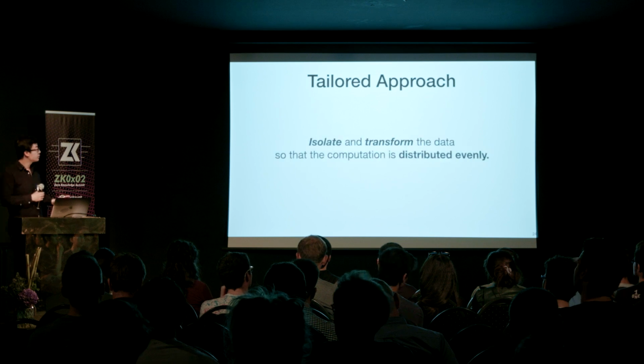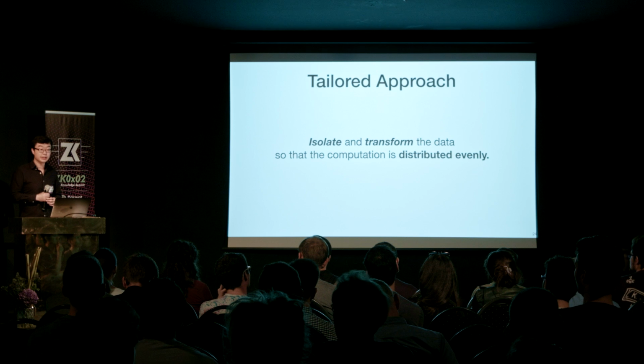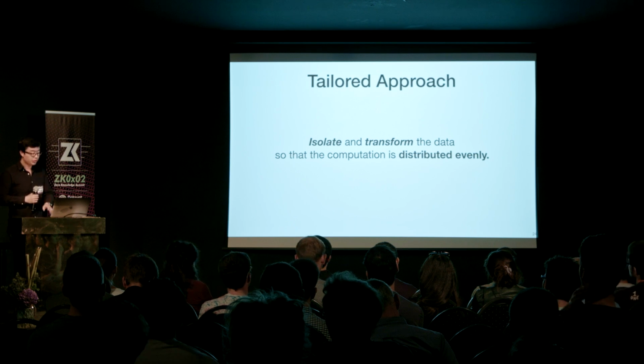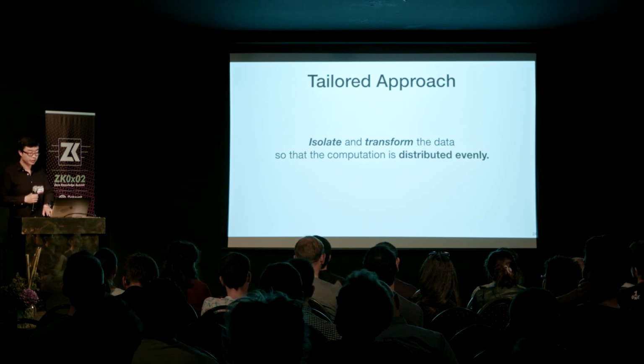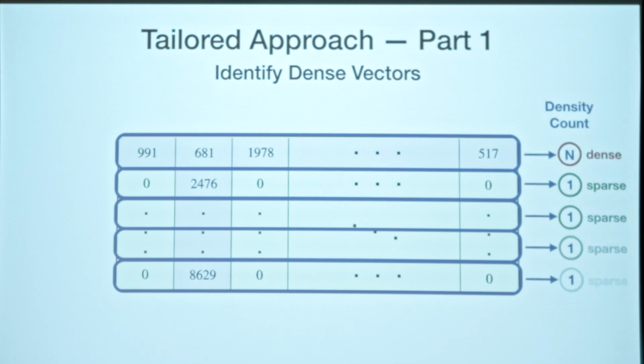The approach that we took was to isolate and transform the data so that the computation is distributed evenly. Let me show you a high-level picture of how we do this. We start with the almost sparse matrix A from before, and we perform a pre-processing step. This will get us density counts for each of the partitions in this matrix, and these statistics will inform our system how to isolate the dense vectors from the sparse vectors, which we do next.